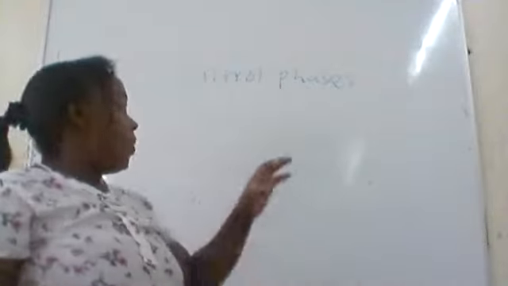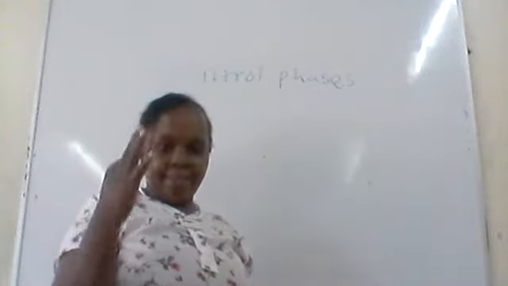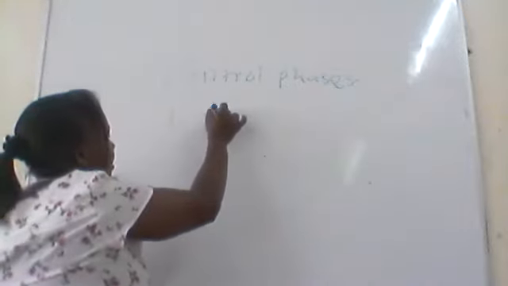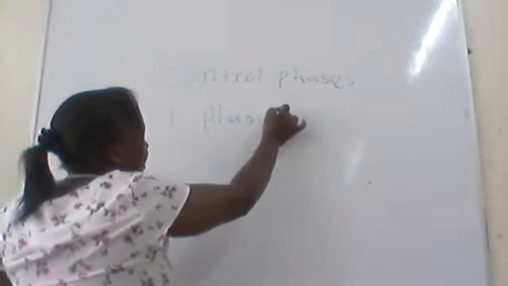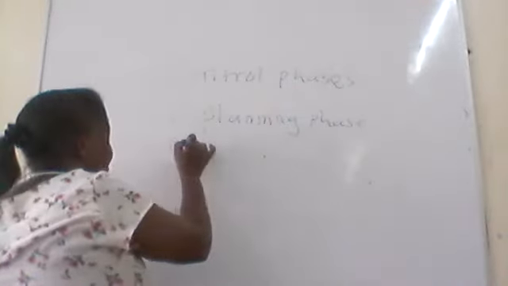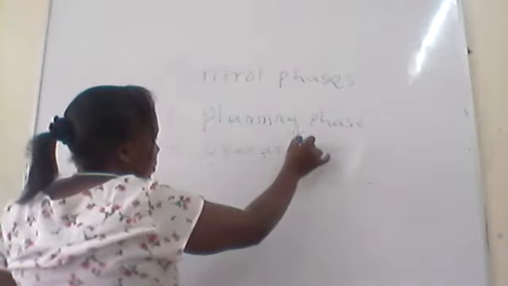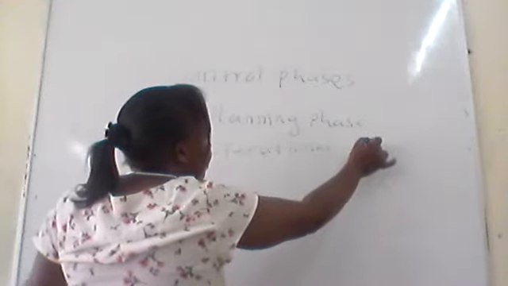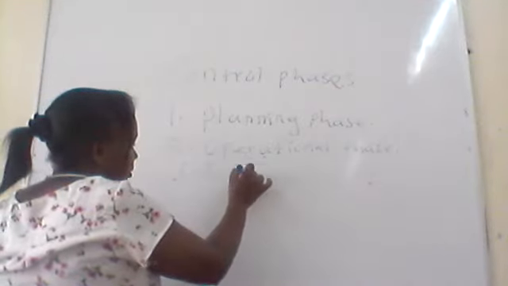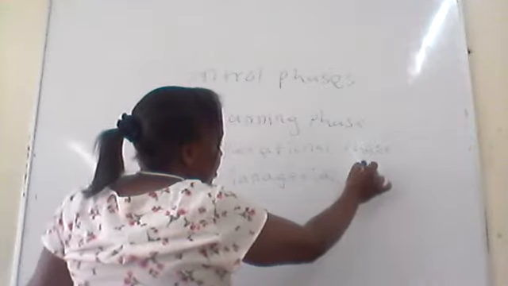So today I want us to look at the control phases, and the control phases are three. The first one is planning phase. The other one is operational phase. And the third one is the managerial phase.